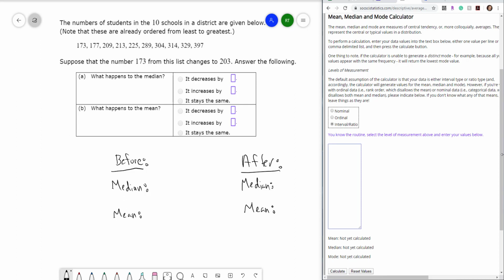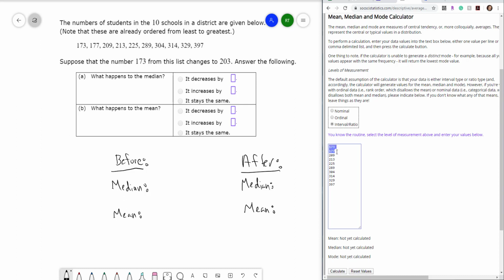So notice that there's 10 schools that are listed below, so that's how many students are in 10 different schools, which means I should have 10 different numbers. So I'm going to type in the numbers and I hit enter every time so I can go down to the next line. So I have all my numbers, and I can see here I have 2, 4, 6, 8. I have 10 different numbers.